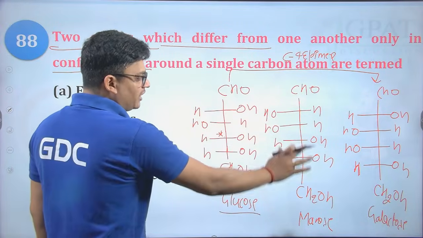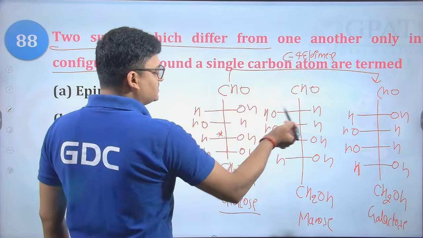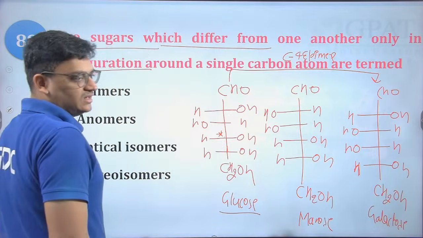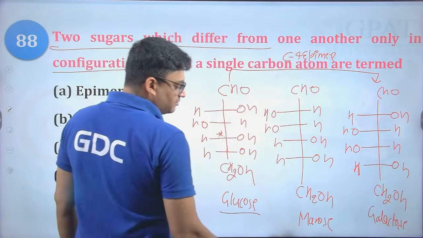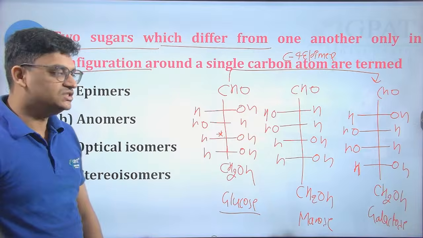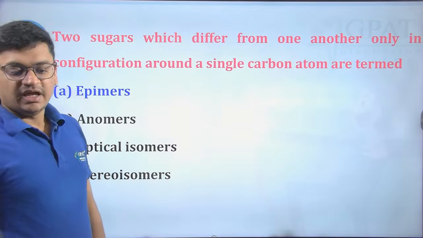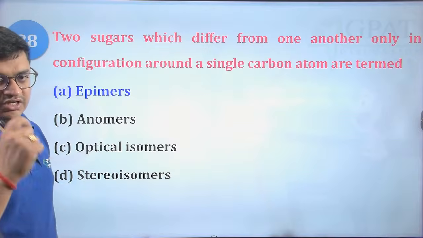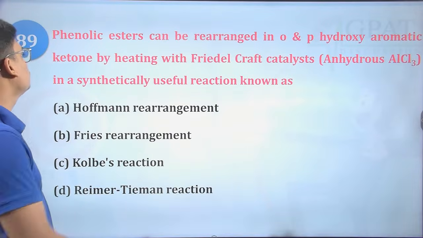While we are having glucose and mannose, glucose and mannose are having exactly the same structure, but the only difference that we are getting is around C2, that is the second chiral carbon. So this glucose and mannose will be having C2 epimerism. C2 epimers. So the correct answer here will be epimers. C2 epimers for the case of glucose and mannose, and C4 for glucose and galactose.